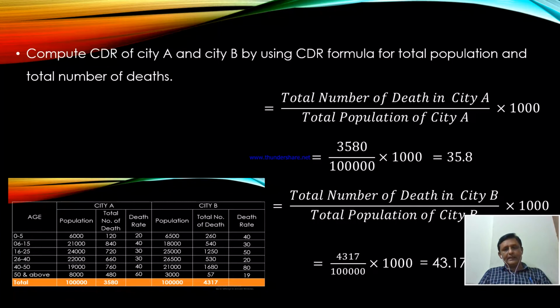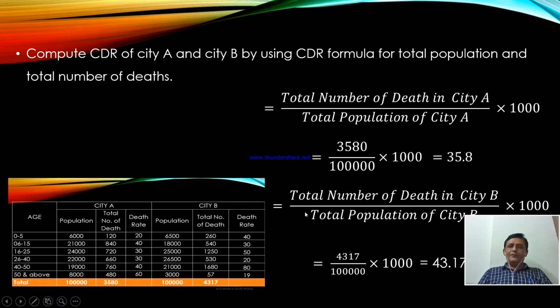As we check this by using Excel, I simplify it here for our information. The formula we have used is total number of deaths in city A divided by total number of population in city A, multiplied by 1000. And here you can see in the table, 3580 is the total deaths in city A, which is divided by 1 lakh, total population of city A, into 1000, and here we get 35.8 as the SDR, or we may say simple death rate or crude death rate of city A.